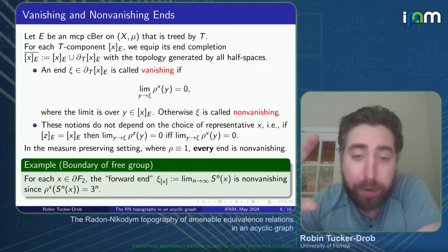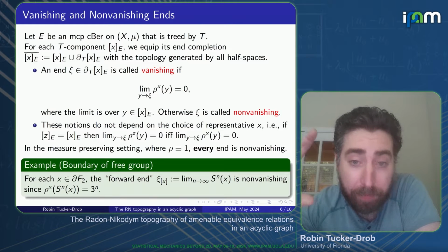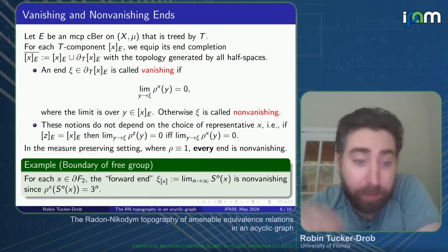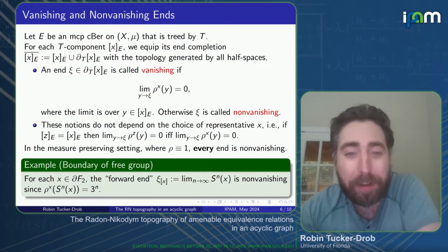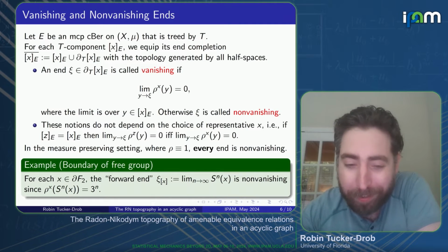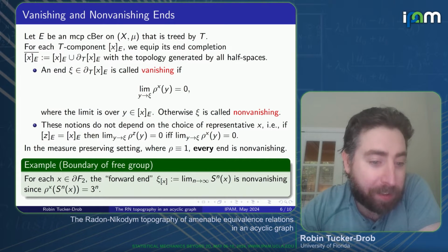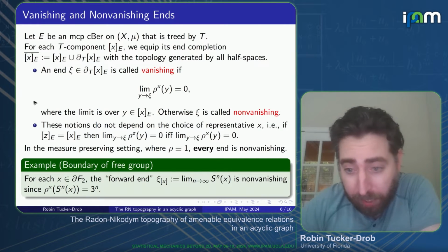I want to stress that I don't mean the limit just along the geodesic from x to the end. I literally mean that, for every epsilon, I can find a neighborhood of the end, meaning a half space containing the end, where rho x of y is less than epsilon for all y in that half space. But that's to prove the limit is 0. To prove that it's non-vanishing, you just need to exhibit one sequence where the cocycle is non-vanishing, of course. And here's the sequence: s to the n of x, because rho x of s to the n of x is 3 to the n, so it's not going to 0. So it's a non-vanishing end, this forward end.